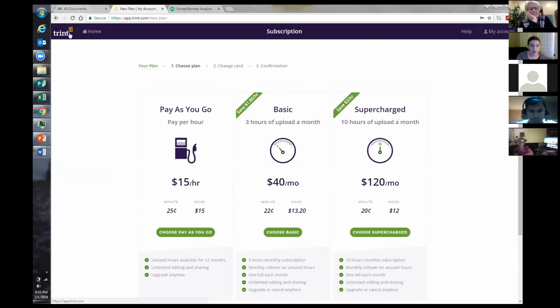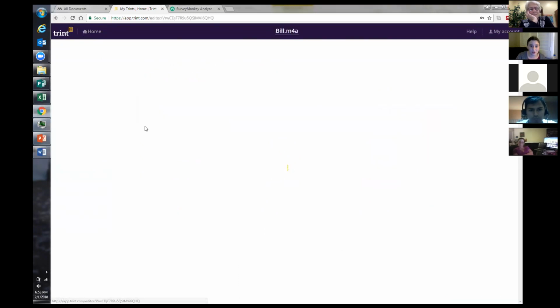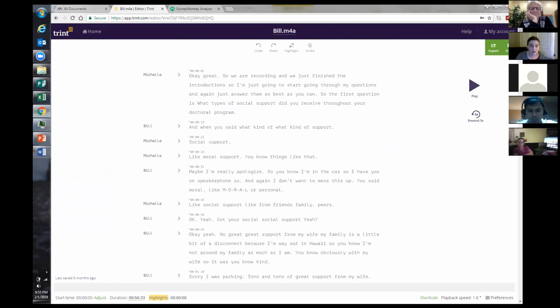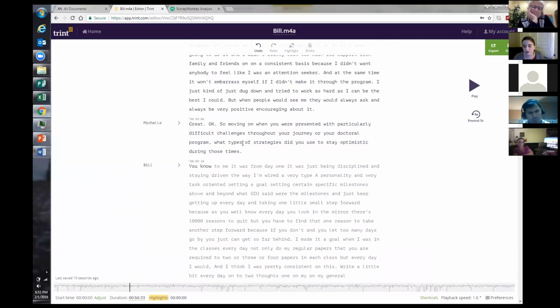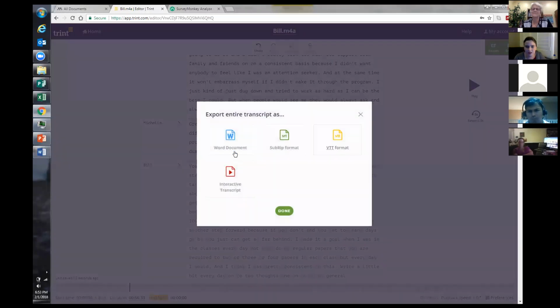So when you upload the file, you just upload an MP3 or MP4, really easy. It gives it to you like this. You can go through and edit as you're listening. It gives you the option to listen to it. It gives you soundbite areas showing where in the interview. It's pretty cool. And then you can export it to Microsoft Word. You can export the entire document, and you can pick your format, so Word.